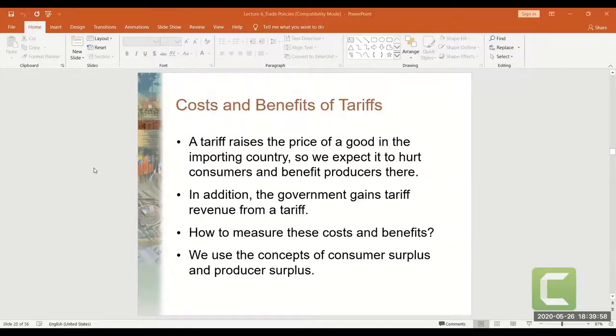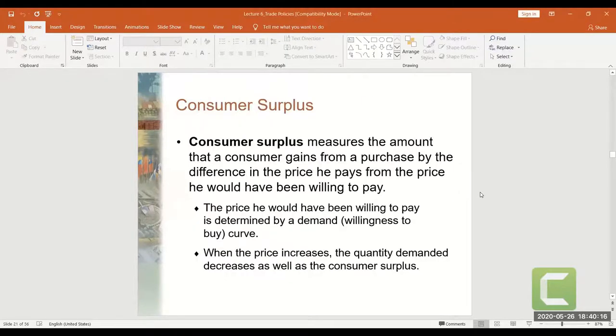We'll use the concept of consumer surplus and producer surplus. Consumer surplus. Anyway, let me explain it. Consumer surplus, maybe actually this is basic economics.